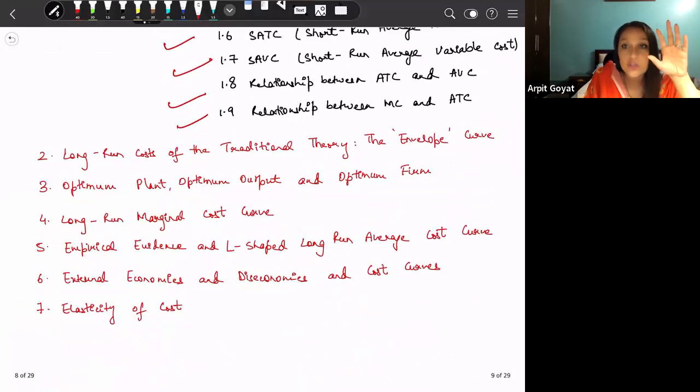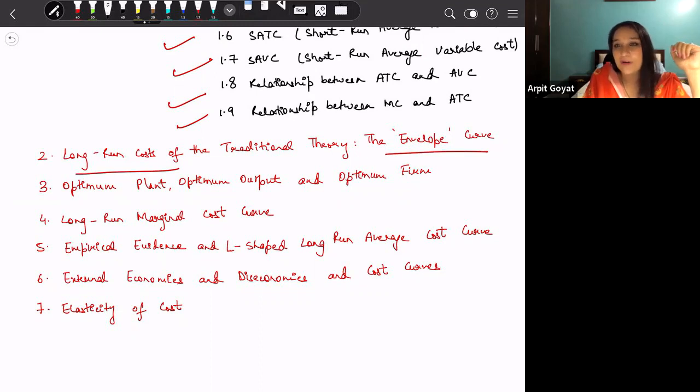Next is, so these were short-run costs. Next we will discuss the long-run cost, that is the envelope curve. Why do we call long-run cost as envelope curve? क्योंकि बहुत सारी short-run cost को mix करके, short-run cost को add करके हमारा long-run cost बनता है. That is why they are termed as envelope curve. So we'll discuss those curves. Now, then we'll discuss optimum plant, optimum output, optimum firm.